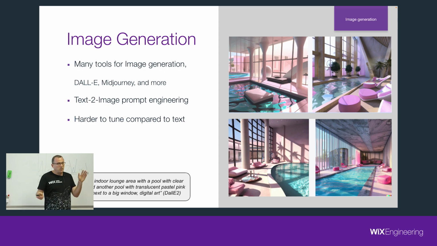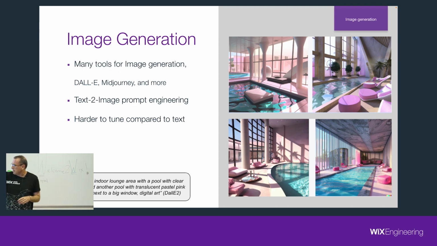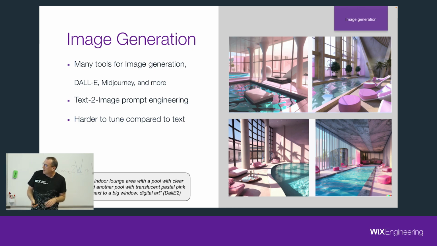Okay, so we talked a little bit about text generation. What about image generation? For image generation, we already have many tools, right? We have DALL-E, we have Midjourney, we have many other tools. And basically here you apply the same idea. You do prompt engineering. So you write some text, and then you get these kind of results.